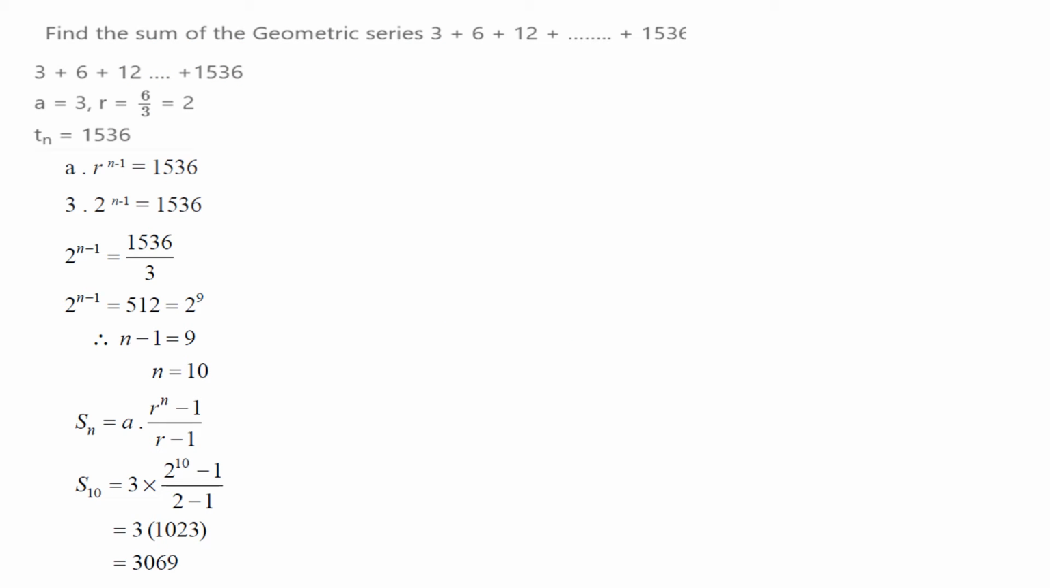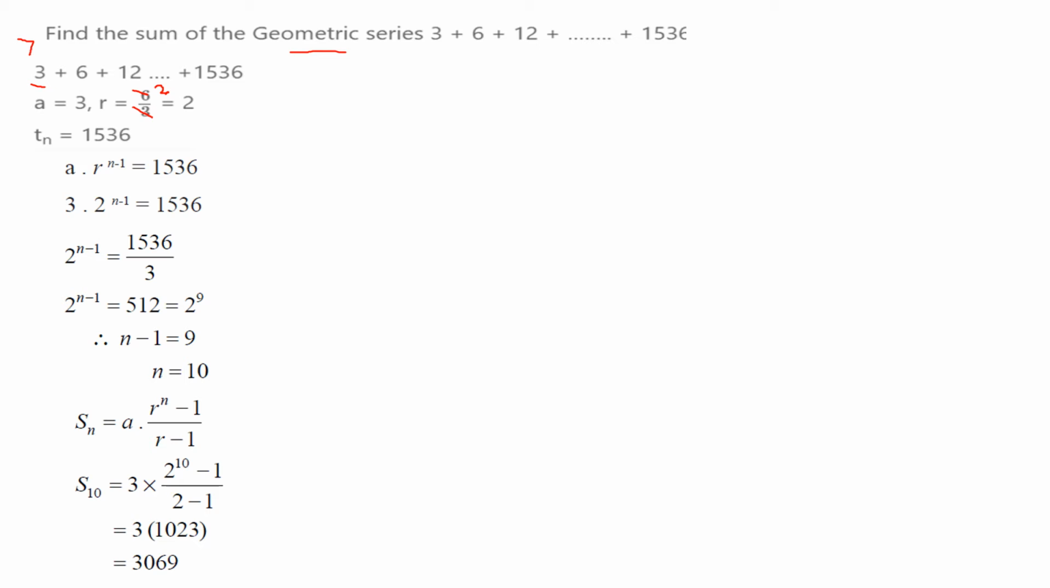Next, seventh one. Find the sum of the geometric series 3 plus 6 plus 12 etc. up to 1536. So geometric series means GP. So here what is A? 3. What is R? T2 by T1, that is 6 by 3, 2. Tn equal to 1536. First we have to find out n. After only we can use the Sn formula.